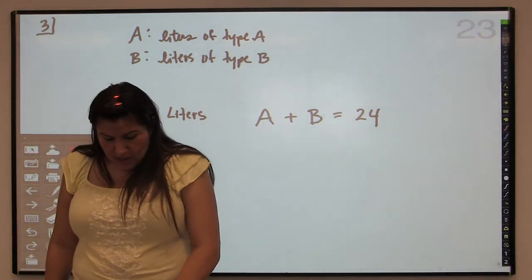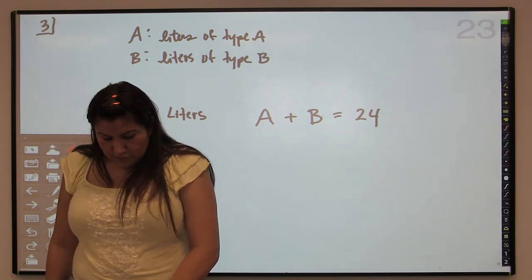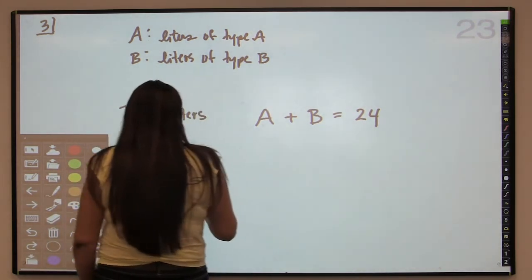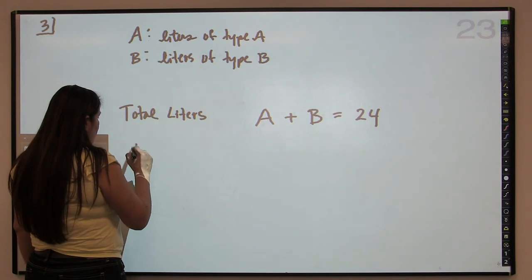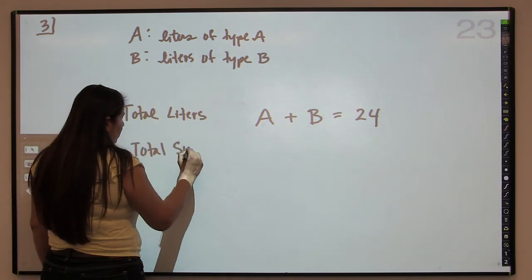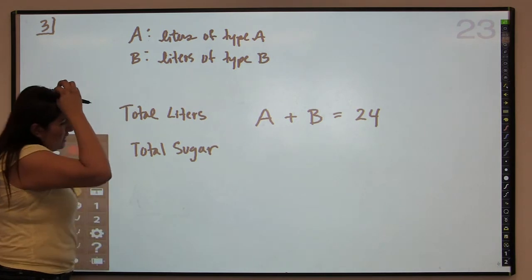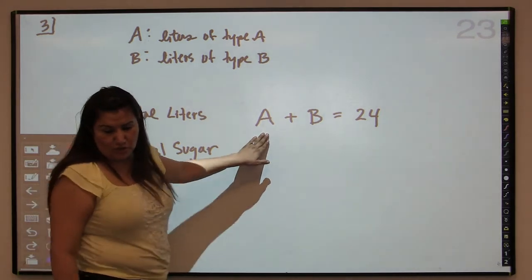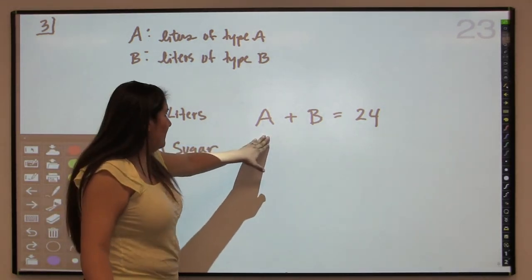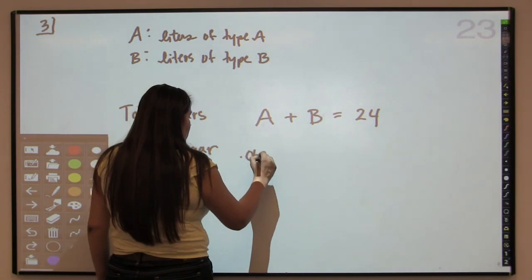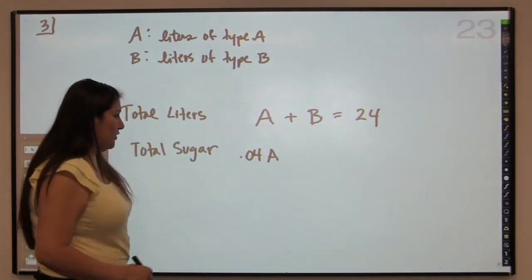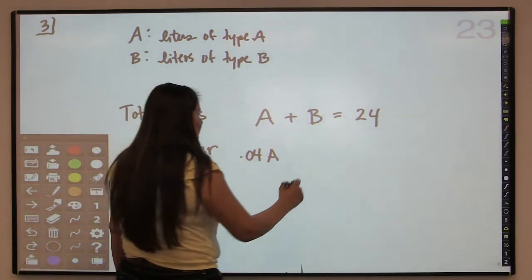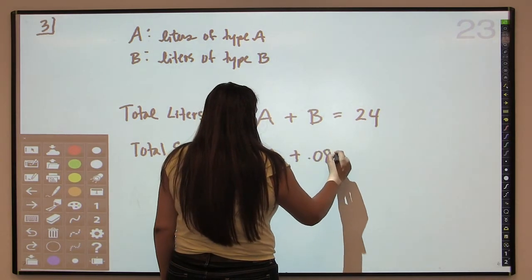Okay, so we have that fruit drink A is 4% sugar. Well, 4% is 0.04. So now we're going to do total sugar for our second equation. Okay, we need 2 equations. Our total sugar. Well, drink A is 4% sugar according to the word problem. So that means that it's 0.04 times A. 4% of the drink is sugar. And then for type B, it says that it's 8% sugar by weight. That's 0.08.